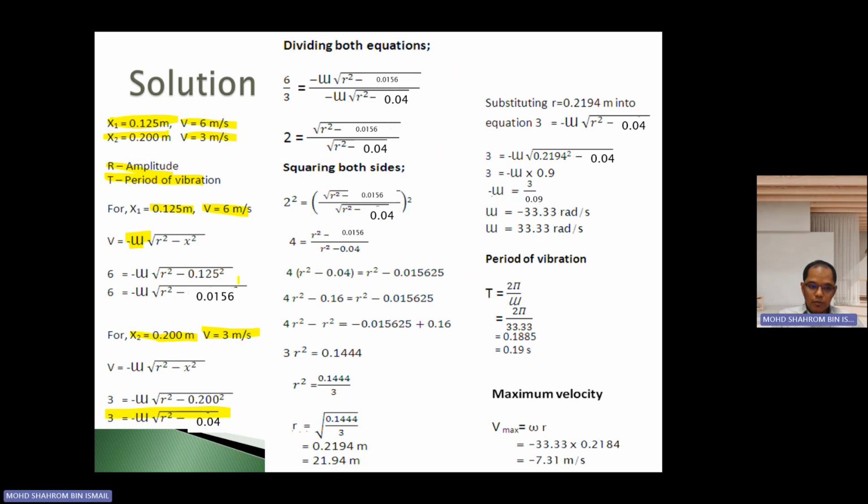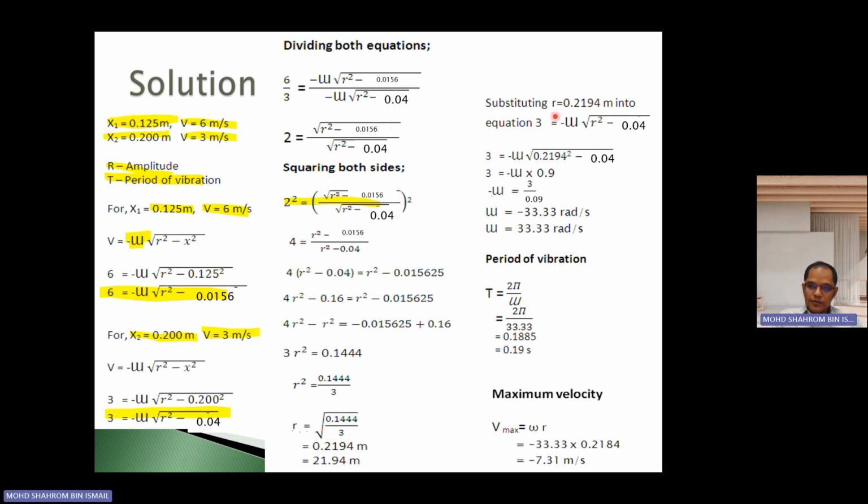And we know R will always be the same. That's why you need to find R. So we can equate these two equations together in order to find omega and R. Basically, they divide it, and 6/3 is equivalent to 2. Then squaring both sides and solving it using mathematics, you manage to get R equivalent to 21.64 meter, the radius.